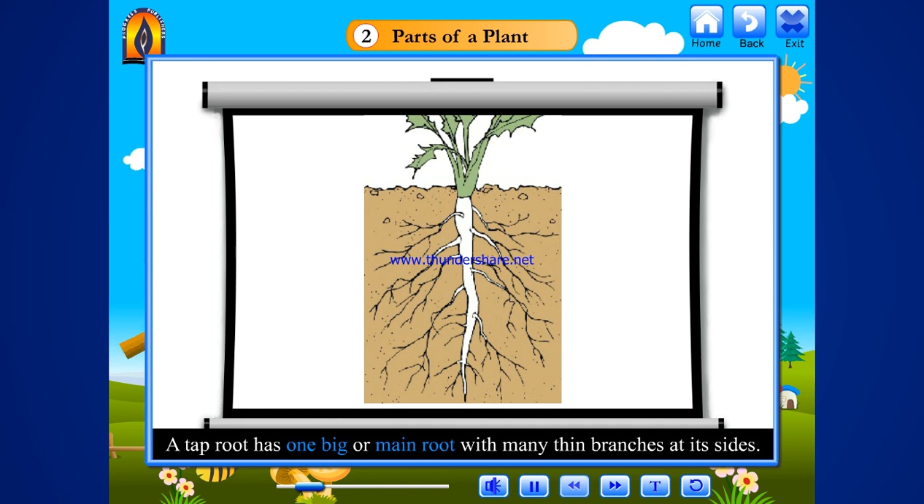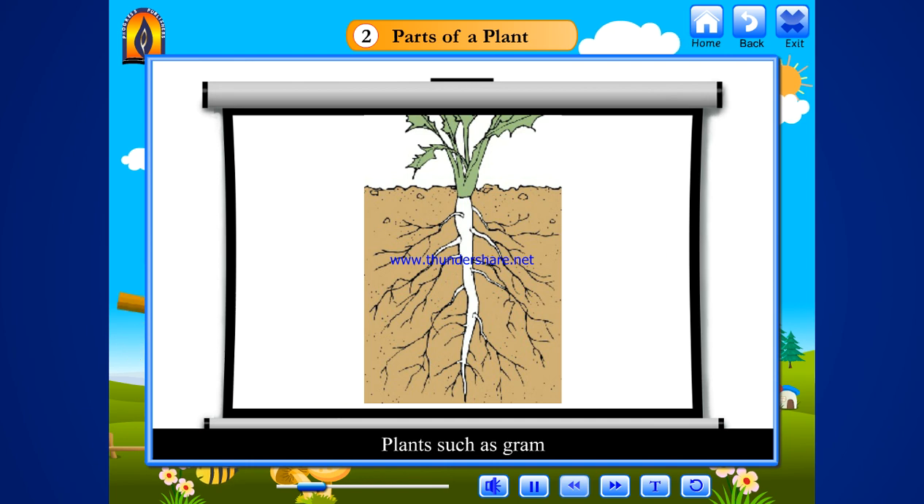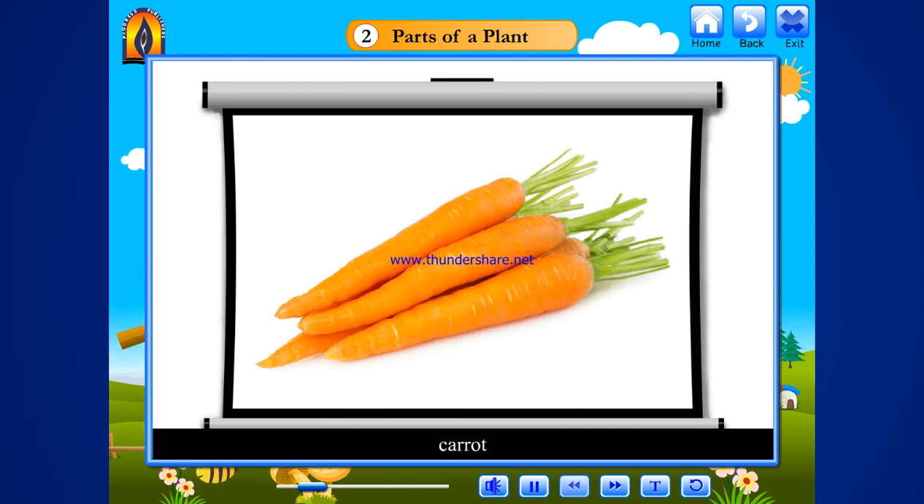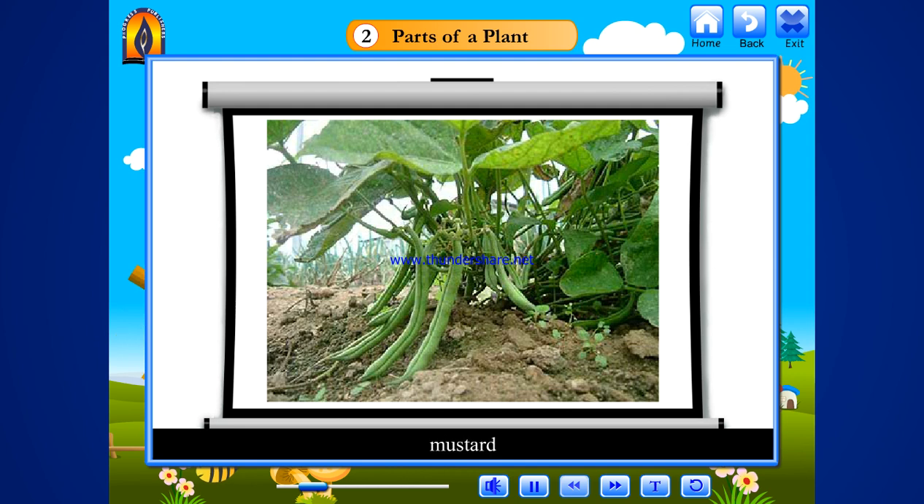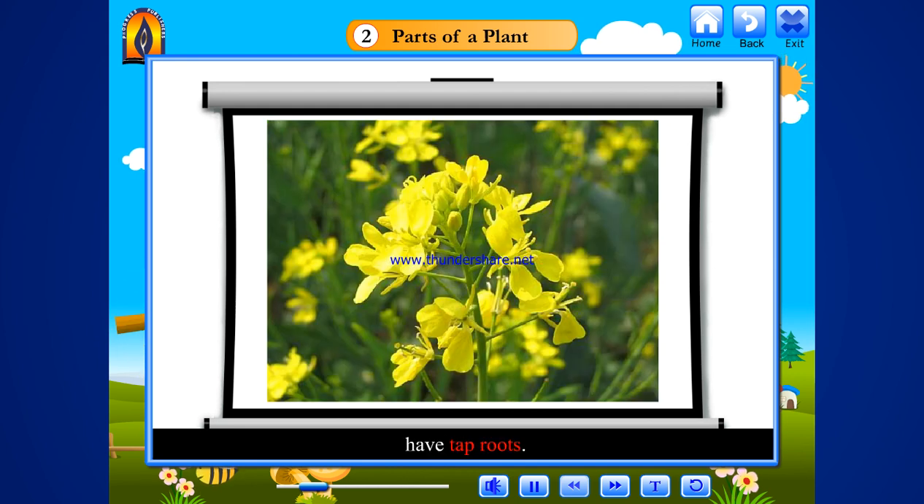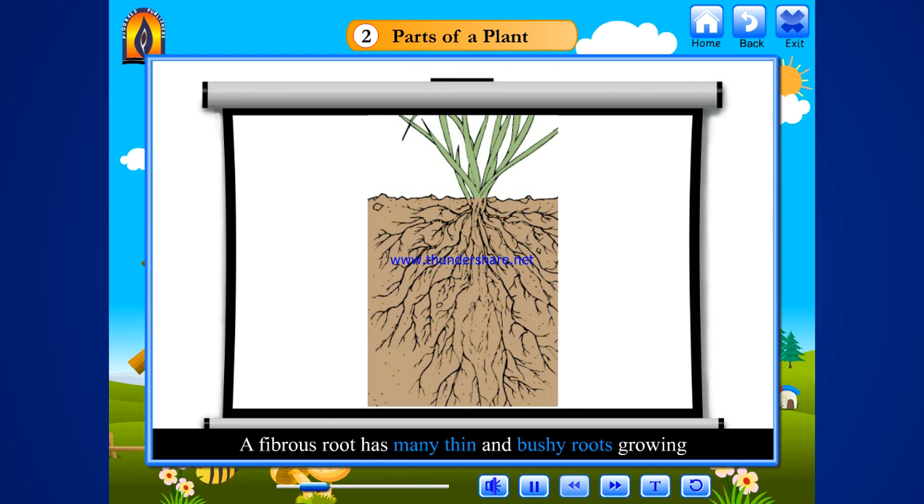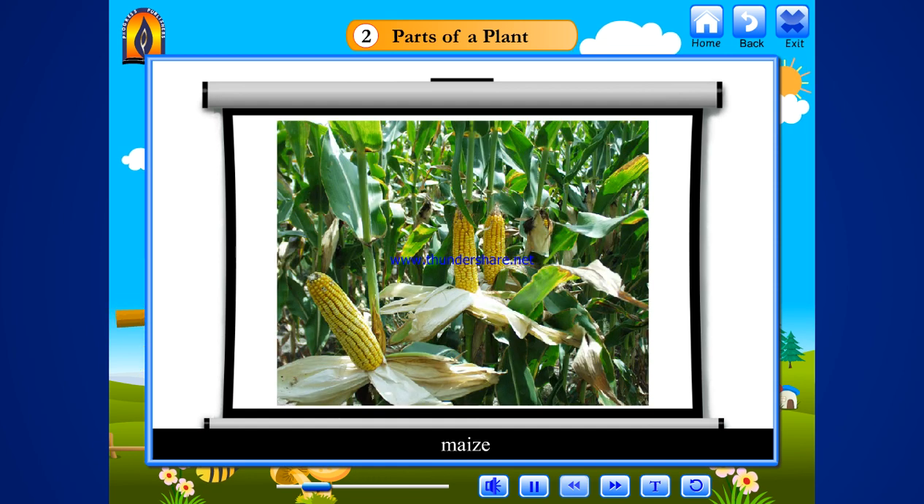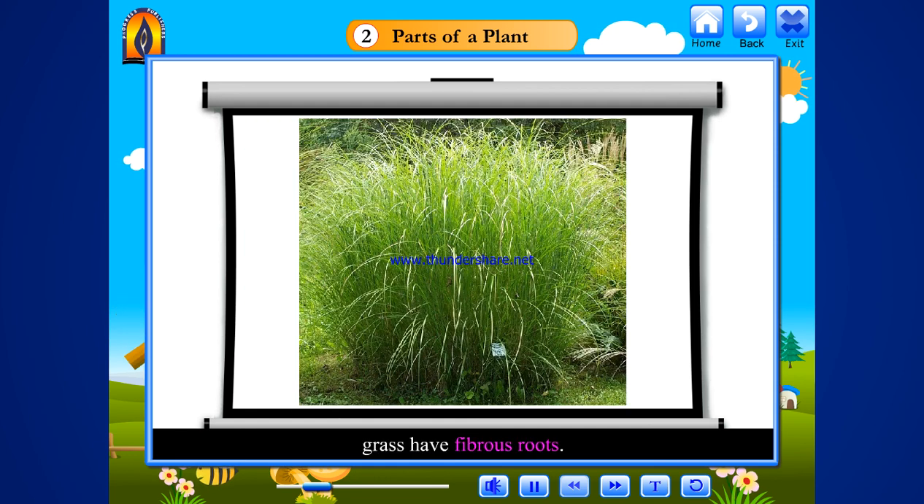Taproot. A taproot has one big or main root with many thin branches at its sides. Plants such as gram, radish, carrot, mango, bean, mustard have taproots. Fibrous root. A fibrous root has many thin and bushy roots growing at the base of the stem. Plants such as wheat, maize, rice, onion, grass have fibrous roots.